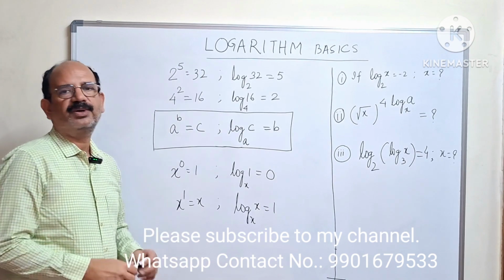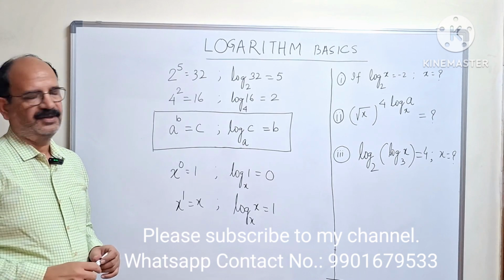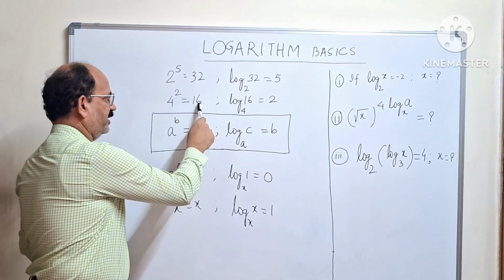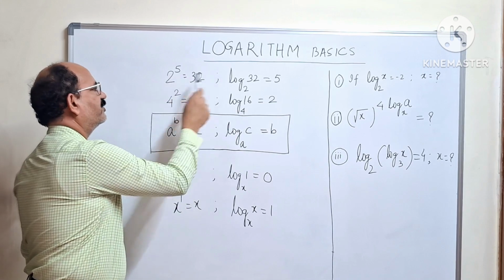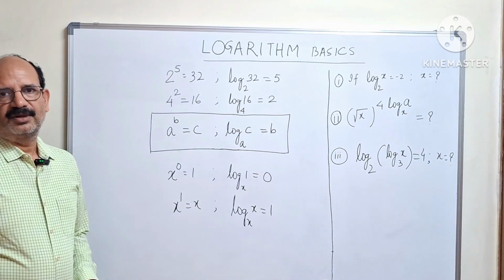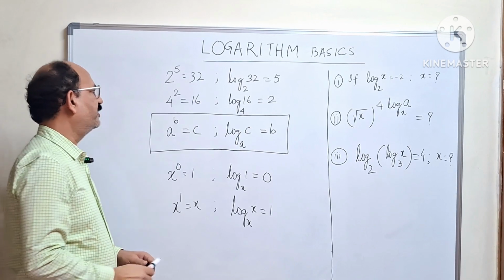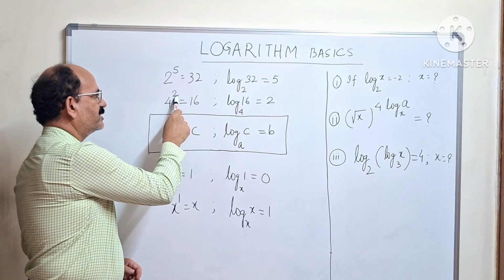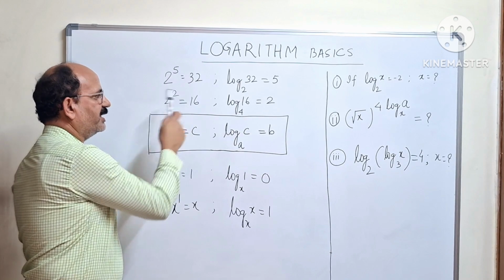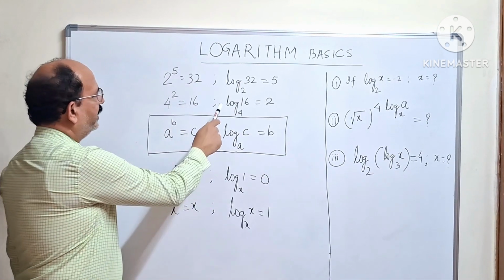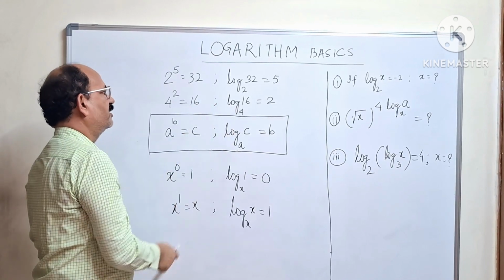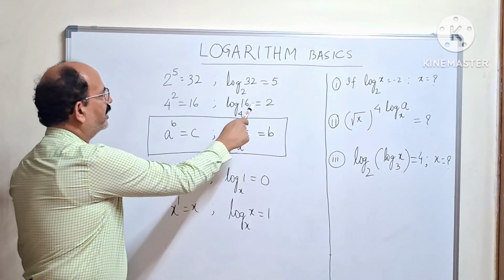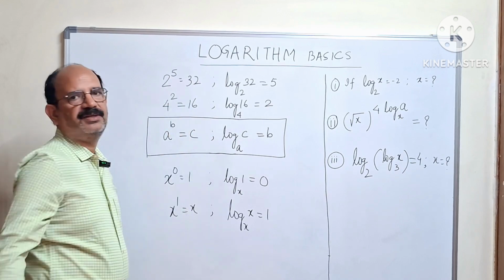Similarly, we know 4 square is equal to 16. So, in form of logarithm we can write logarithm of 16 base 4 is equal to 2. So, what we are seeing is that if there is a number and its power is some number which results in another number, if we take the logarithm of this result with the same base, then it will give the number which is in the exponent.